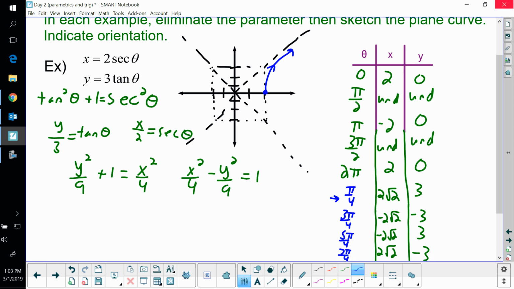So after that, we'll look at the 3 pi over 4. Well, that's a negative and a negative, so that's in the third quadrant. So essentially what's happening is we're getting closer and closer to this asymptote. On the asymptote, we're undefined, but then just on the other side, we basically appear over here. Because our next nice point after that is the negative 2, 0.